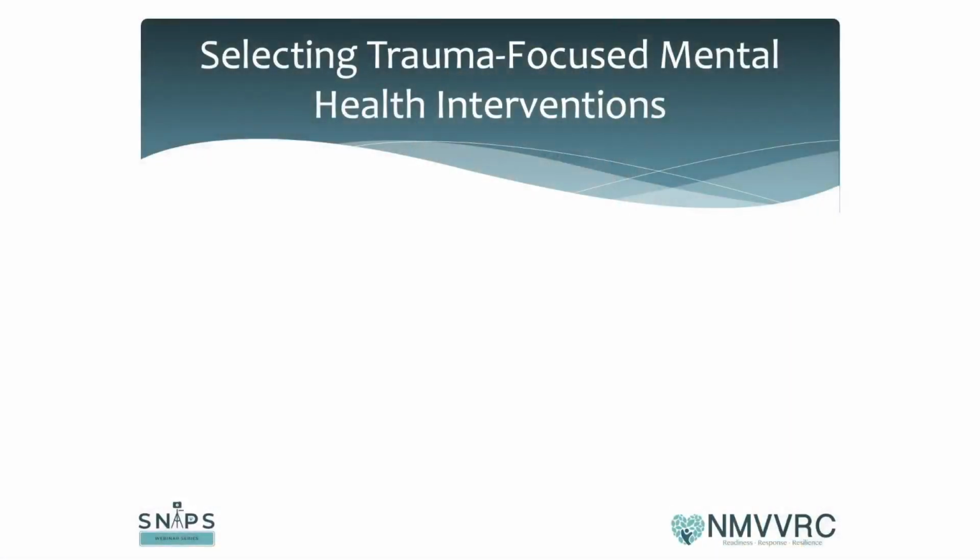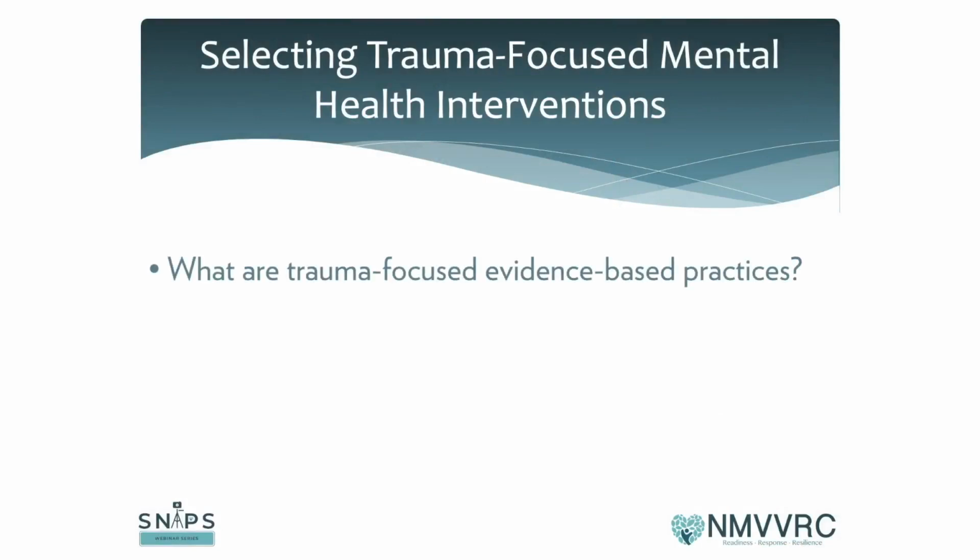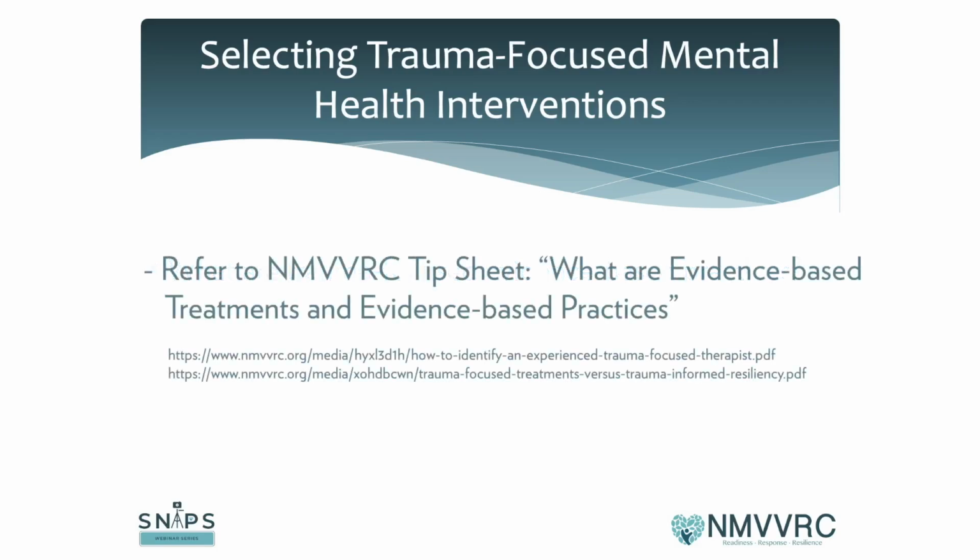It's also important to learn more about the types of problems an individual is experiencing, how severe those problems are, because both of those factors will help guide what type of provider is going to be best and what type of treatment is going to be most effective. And last but not least, what are the most effective trauma interventions to look for? For some information about trauma-focused evidence-based interventions, check out the tip sheet on our website. The link is included below.